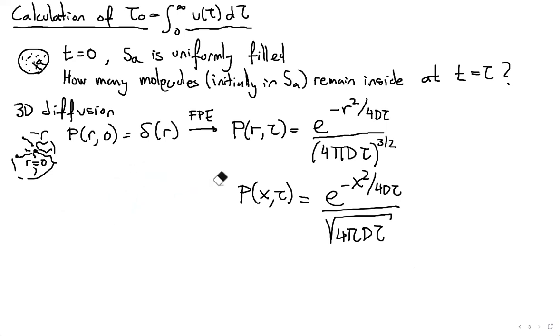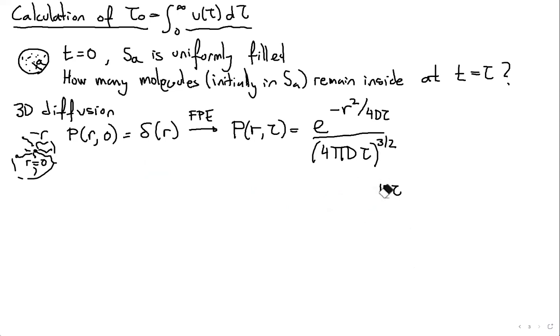So now, having said this, we are almost ready to start calculating this quantity. I'd like to know u of tau. So what is u of tau? U of tau will be the following. We have a certain amount of mass or number of particles at time 0, and we have to compute what is the remaining mass or number of particles inside the sphere at time tau.